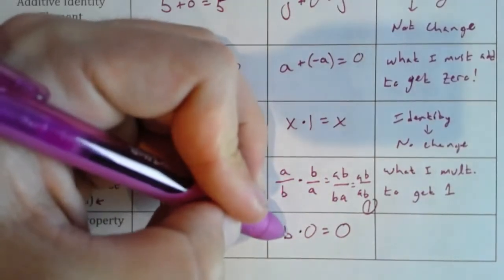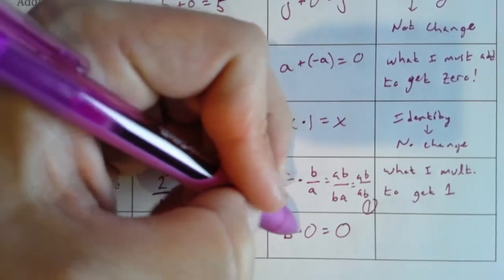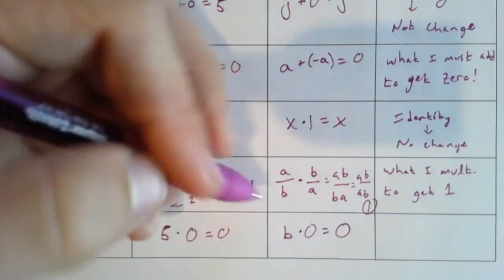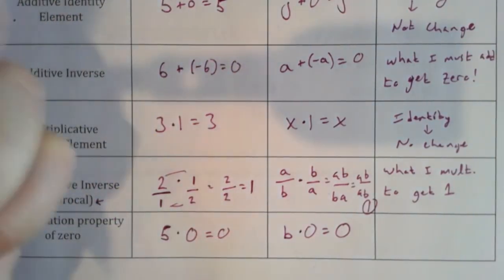I have b, I don't know how much b is, but if I have it 0 times, b times 0, b 0 times, well then it's going to get me 0. So that's my multiplication property of 0. That's the notes for today.